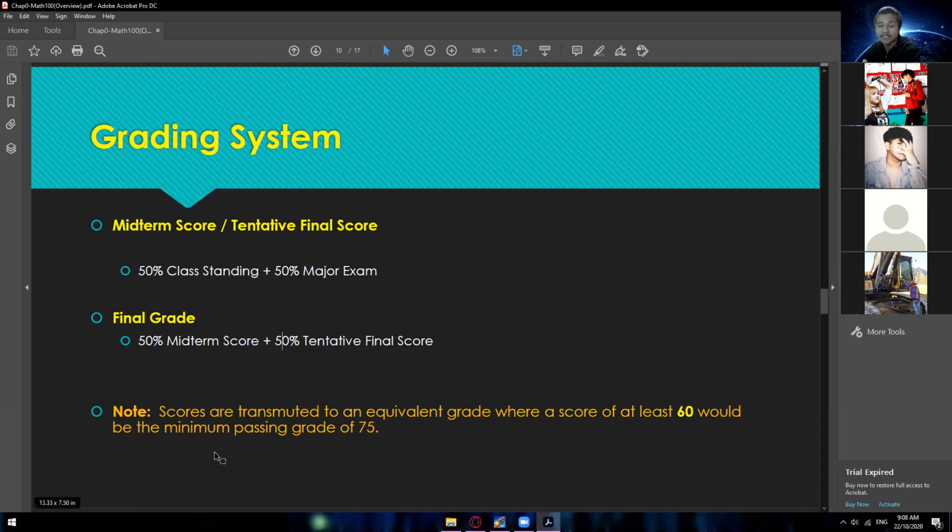Sa UC, 60% ang passing score. So para makapasa ka, dapat lahat ng quizzes mo or even your final exam or midterm exam, dapat lahat yun 60%. Okay? And above. Kapag below 60%, you'll get 74 or even 73. Okay? So I hope clear yun. Yun yung standard ng UC.